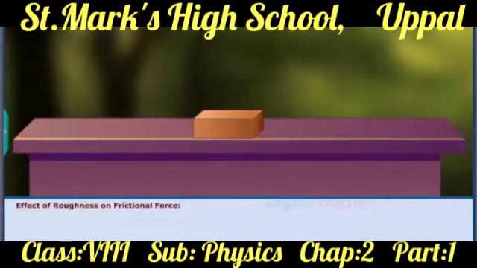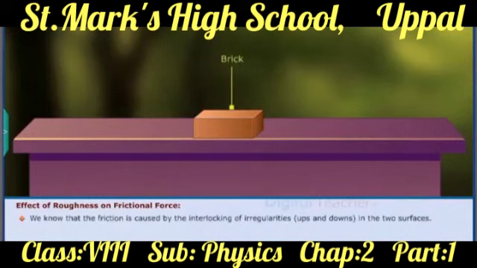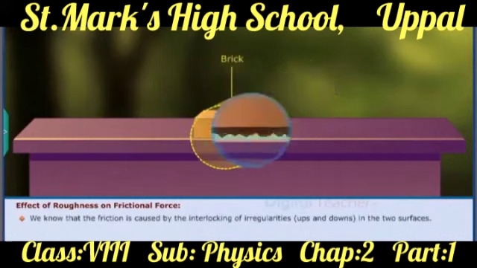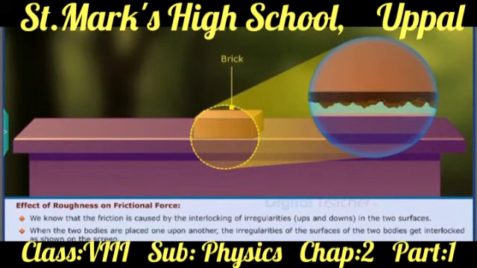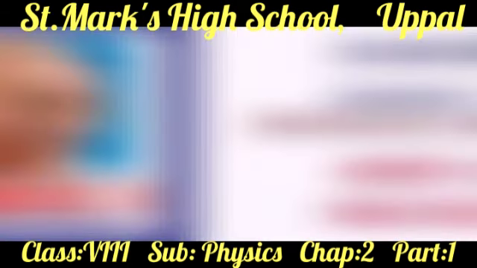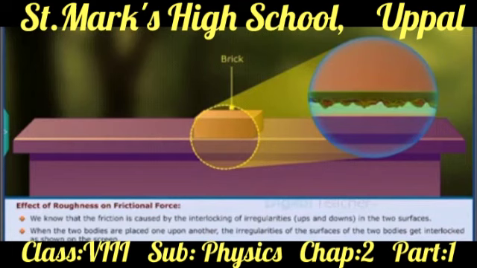Let us study the effect of roughness on frictional force. We know that the friction is caused by the interlocking of irregularities, ups and downs, in the two surfaces. When the two bodies are placed one upon another, the irregularities of the surfaces of the two bodies get interlocked as shown on the screen.